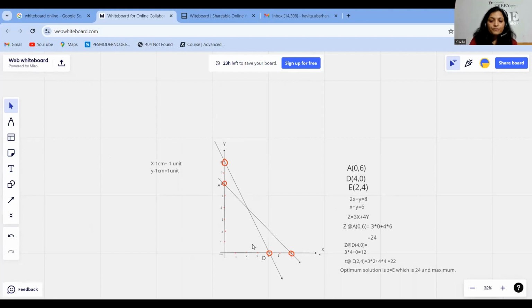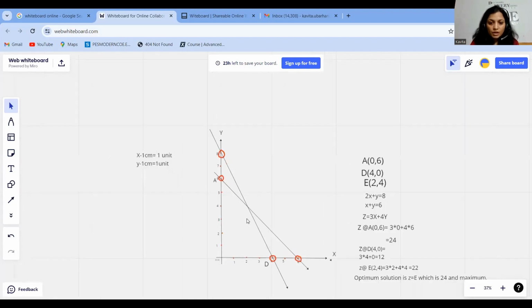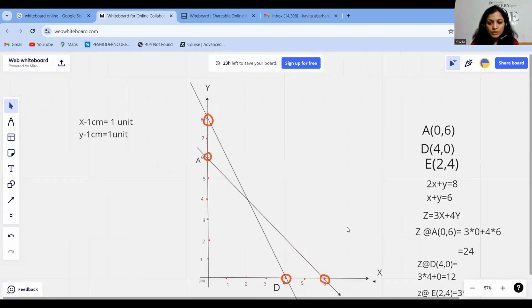Okay. So now let us find out our feasible region. I hope this is visible to all of you. Now consider our inequalities. That is, 2x plus y is less than or equal to 8 and x plus y is less than or equal to 6. So how to find the feasible region, and how inequalities play a very important part and help us to find our feasible region.